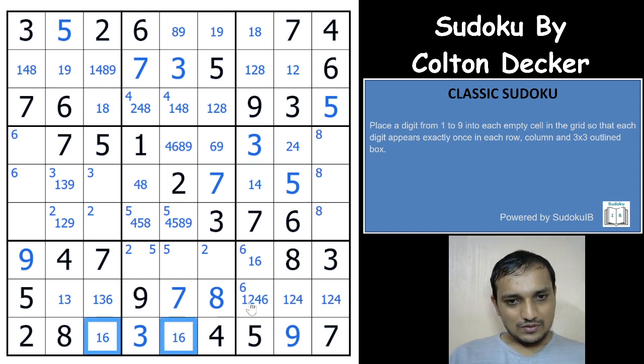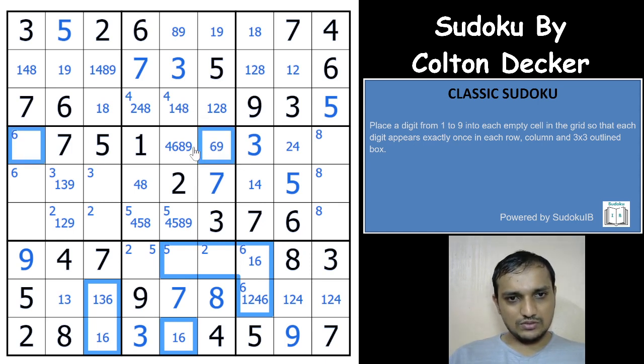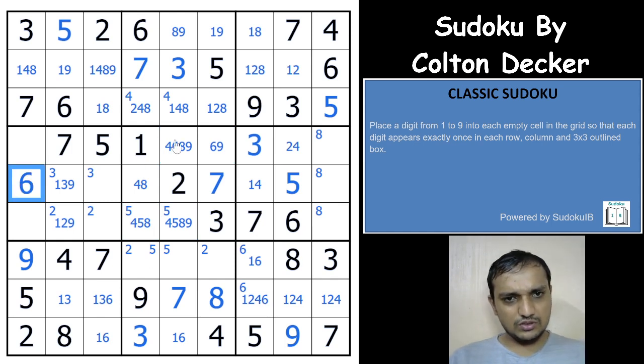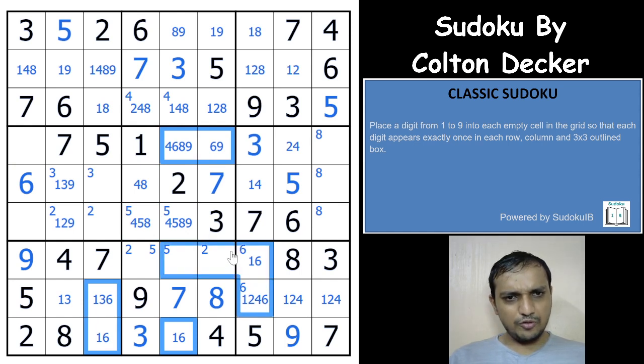Six. Already we have, oh no. Oh, that is extending here. If we didn't have this, it was possible, right? No, but 6 will come in one of these two cells only because of pointing of 6, right? 6 cannot be here, this cell cannot be a 6, this cell is a 6. We have a jellyfish of 6 here, but is that helpful?